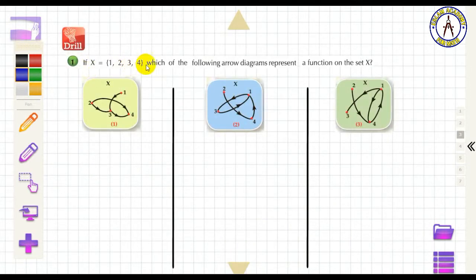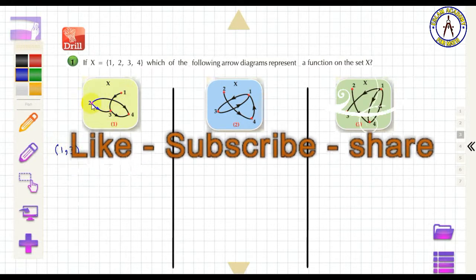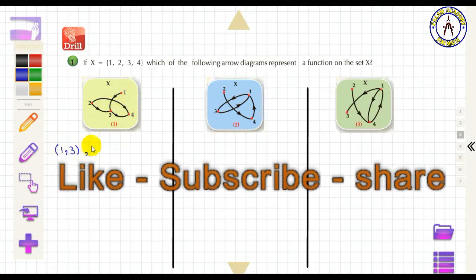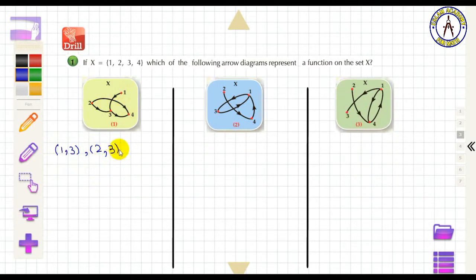If x equals 1, 2, 3 and 4, which of the following arrow diagrams represents a function on x? To find whether the relation is a function or not, we have to write the ordered pairs. The first ordered pairs: 1 and 3, 2 and 3, 2 and 4, 3 and 4. We have two ordered pairs starting with 2 at the first projection. Then we can say this relation is not a function, because 2 appears 2 times and 4 didn't appear at the first projection.